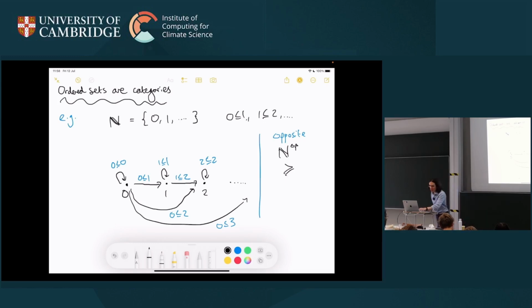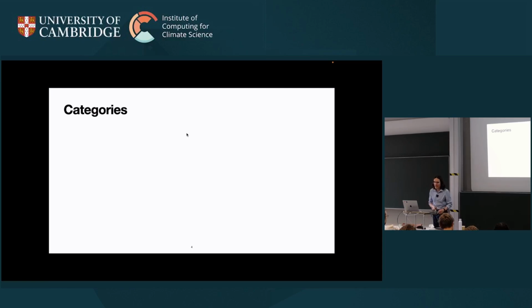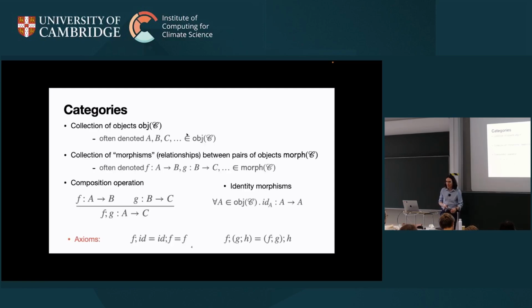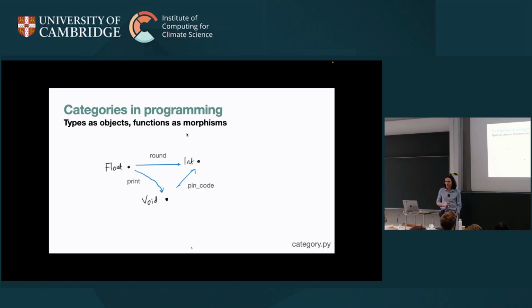Okay, so let's go to the example that we're going to lean on today, which is the idea of categories in programming, where we're going to imagine that our programming language, in this case Python, is representing a category. The objects of that category are the types, and the morphisms are the functions. So for example, I have a float type, that's one object, and an int type, that's another object, and I have morphisms like the round function that goes from float to int.